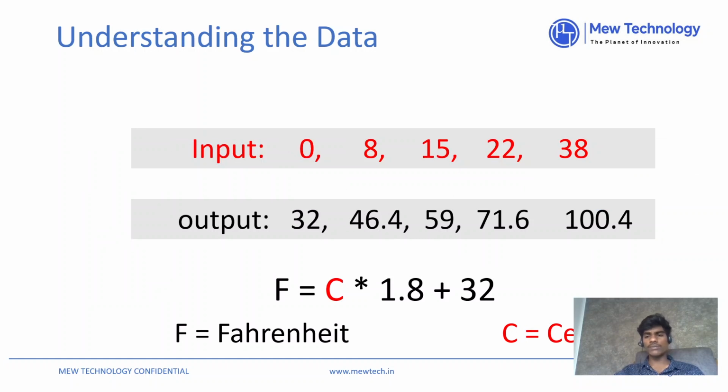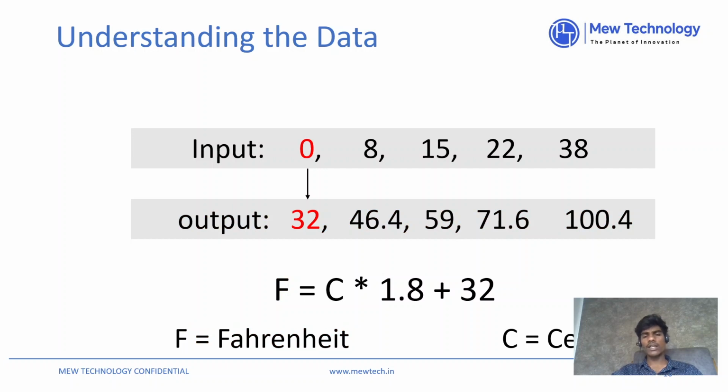Just assume, I already talked about this. What is C? And I already talked about this also. What is F? Here, what are the values? I have C values: 0, 8, 15, 22, 38. And what are the output values? I have 32, 46.4, 59, 71.6.